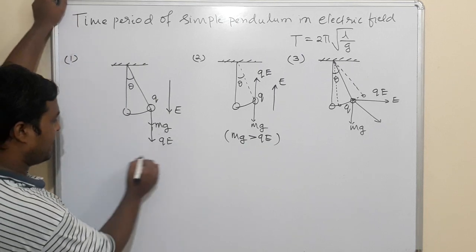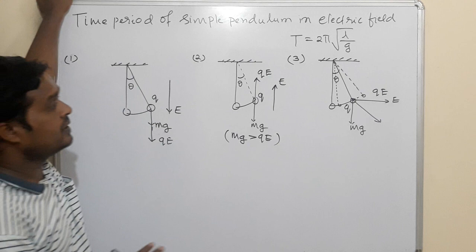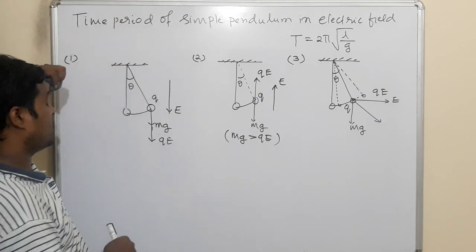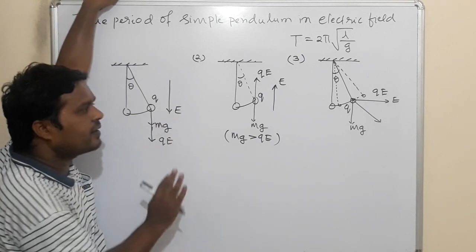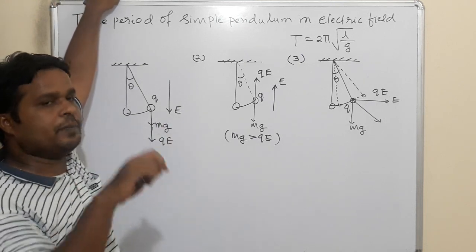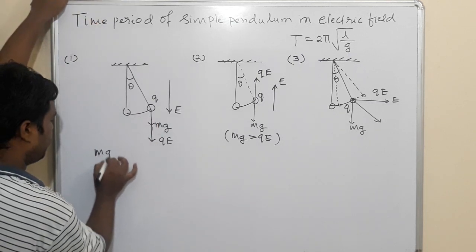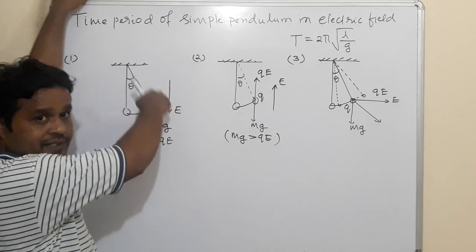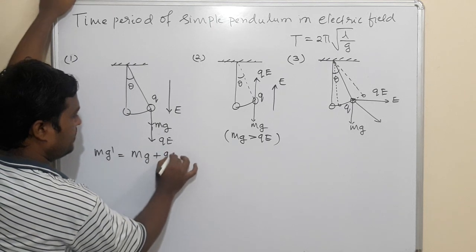In all these cases, let us say resultant force is mg dash. Resultant weight, effective weight. See, in the absence of electric field, what was the weight? mg. In the presence of electric field, let us state that weight is mg dash. In all these three cases, see, this is mg dash will be equal to mg plus QE.